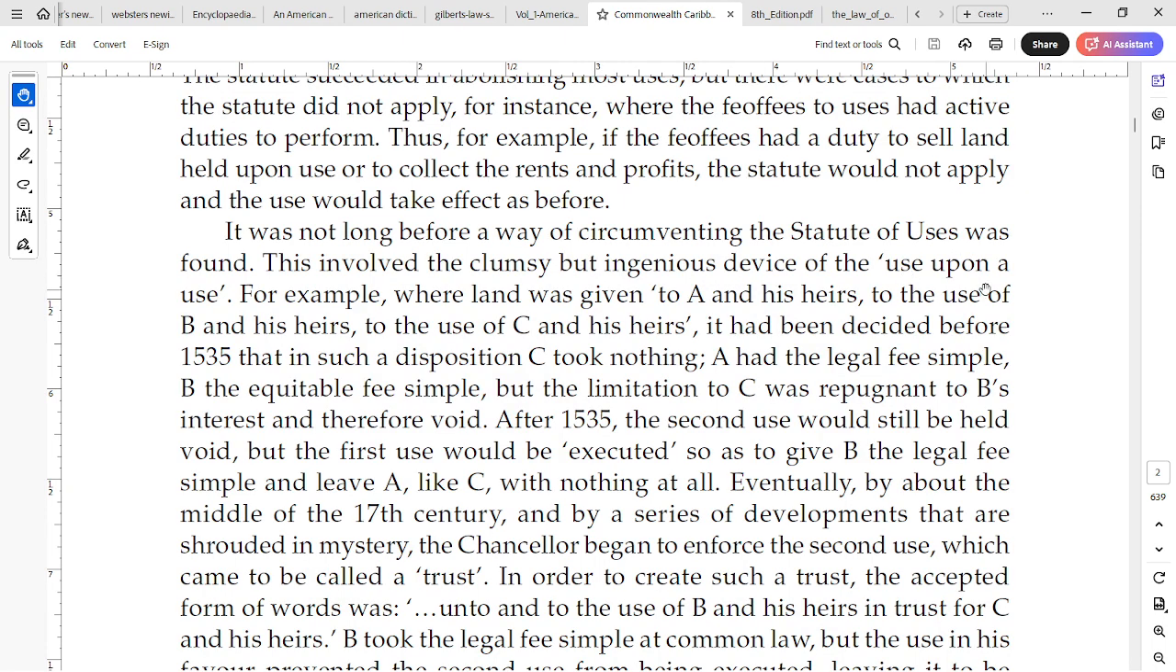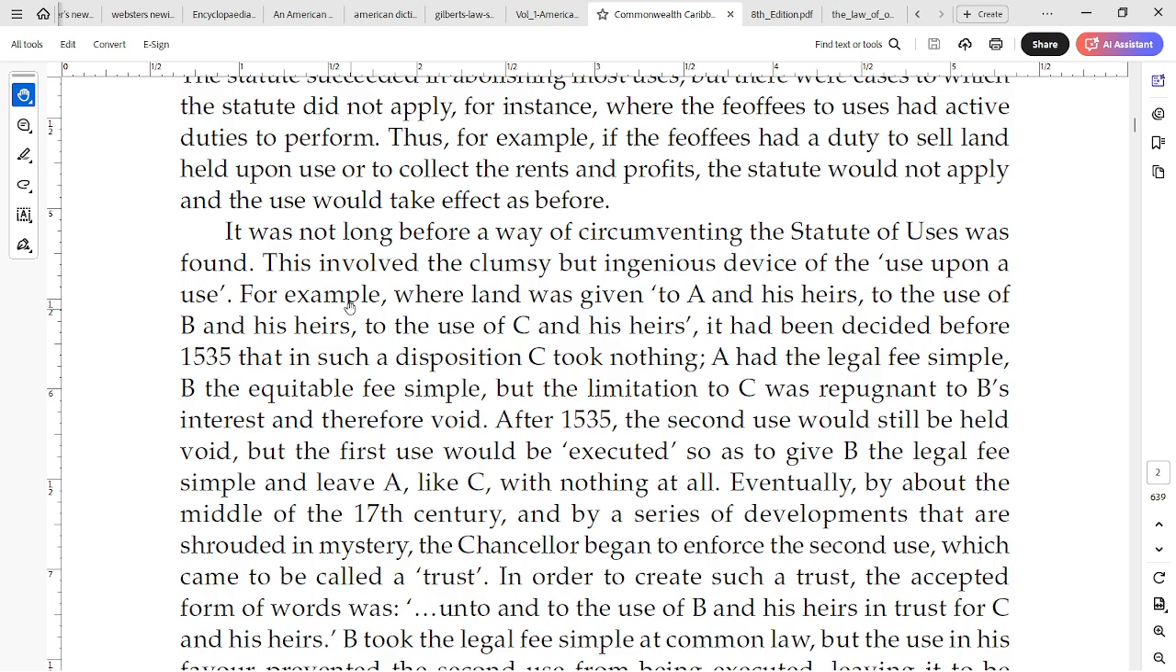So a use upon a use. What is a use upon a use? A relationship upon a relationship. For example, and remember that, guys, a use is a relationship. A trust is a relationship. We must know our relationships, or what type of relationship we're forming when we do business with anybody or any organization.